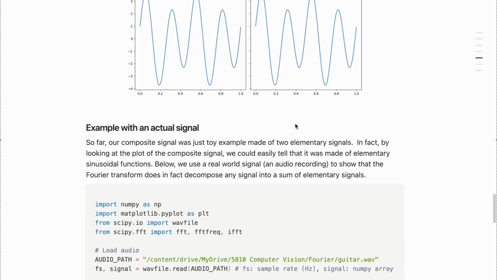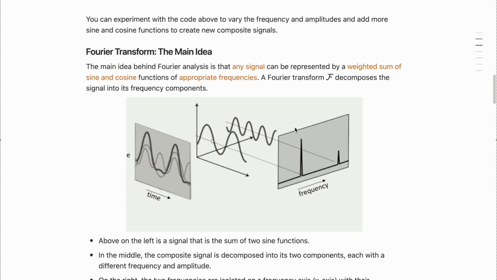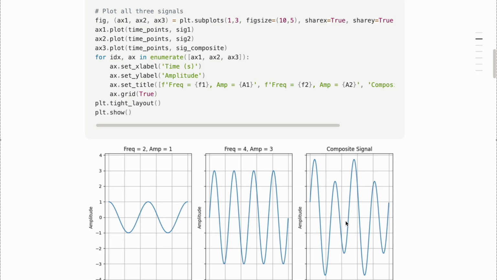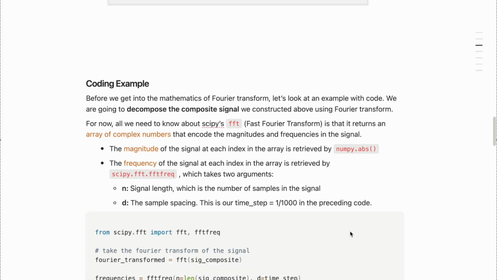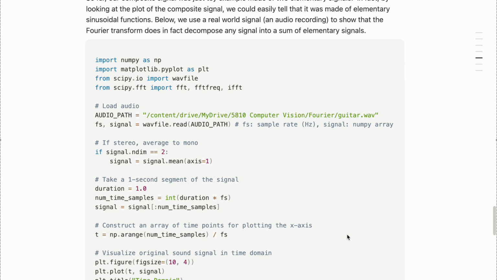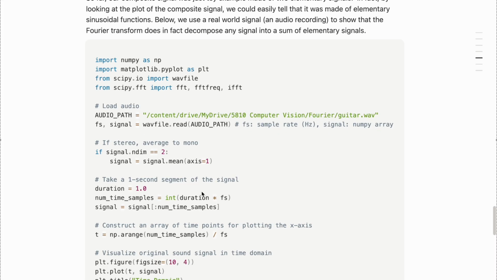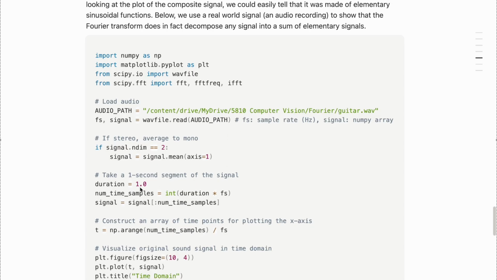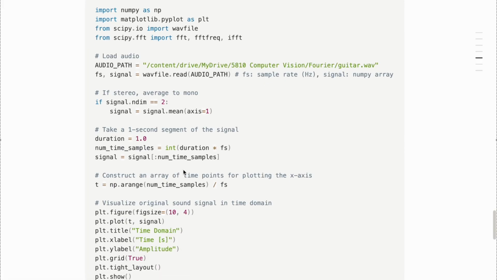So far we've been dealing with a toy example. Our composite signal was not really very complex. In fact, if you look at it, you could tell that it's just made up probably of two other elementary signals. But what if we have a truly complex signal? So let's look at that. I took a sound recording of a guitar sound. I downloaded it from the internet, and I loaded it here. And it was like 10 or 15 seconds long, so I'm only interested in a 1 second duration of it for the purpose of this lesson.